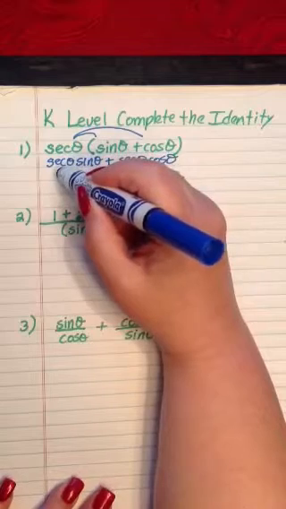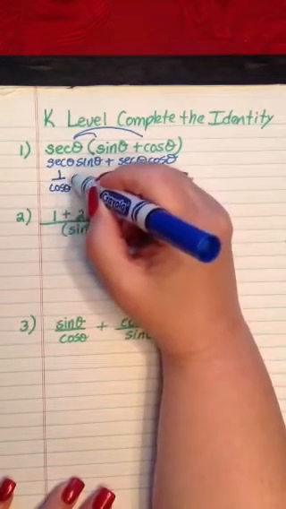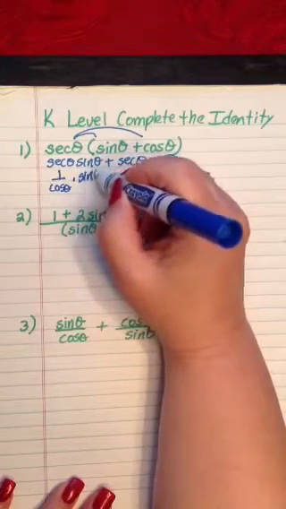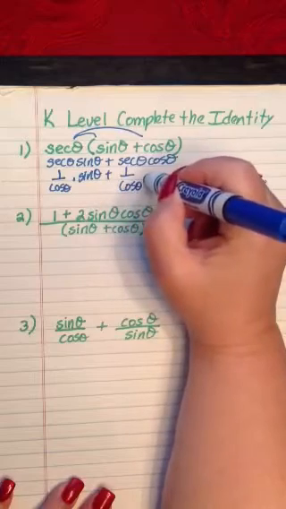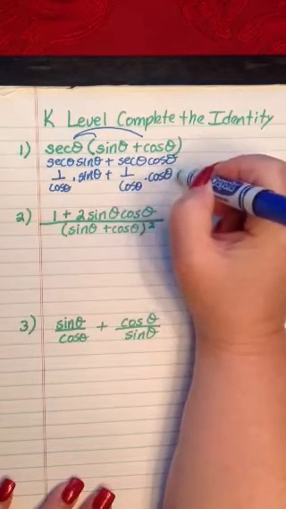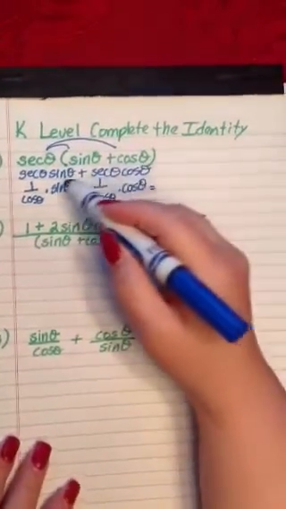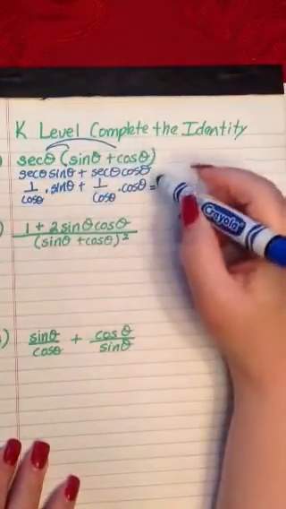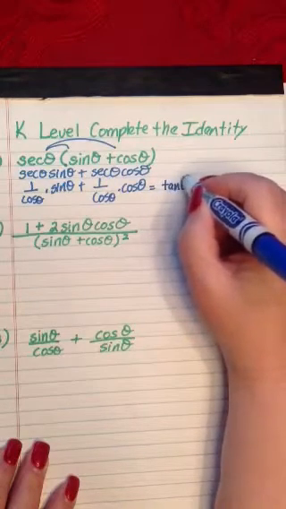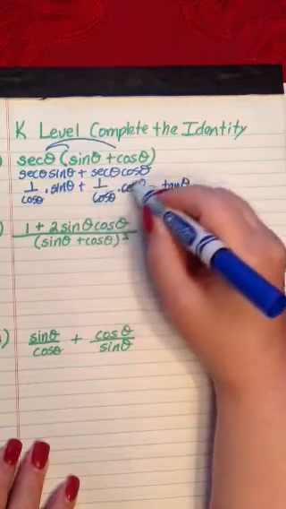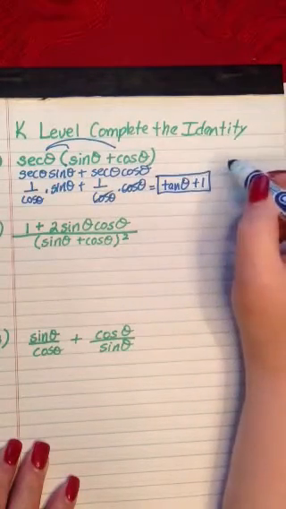Secant is 1 over cosine, so I'm going to go ahead and do that. So I get 1 over cosine of theta times sine of theta plus 1 over cosine of theta times cosine of theta. I'm going to kind of go horizontal here now since I was running out of room. Sine over cosine comes out to be tangent of theta, because sine over cosine is tangent. Cosine over cosine, they just cancel, so you get plus 1. So that is what that simplifies to be.